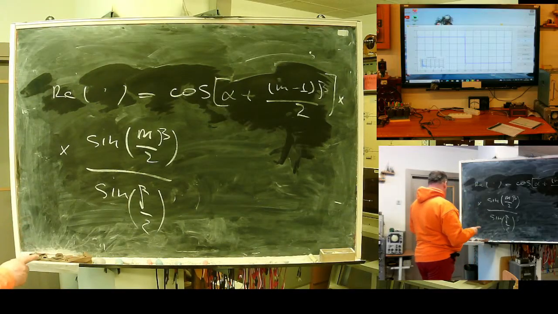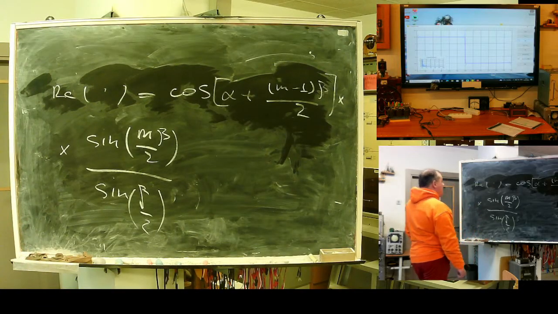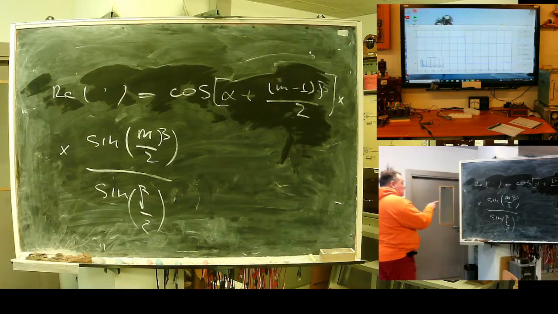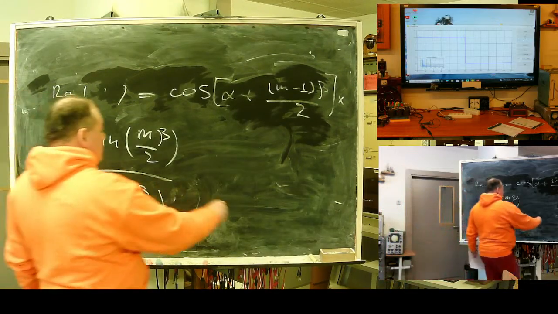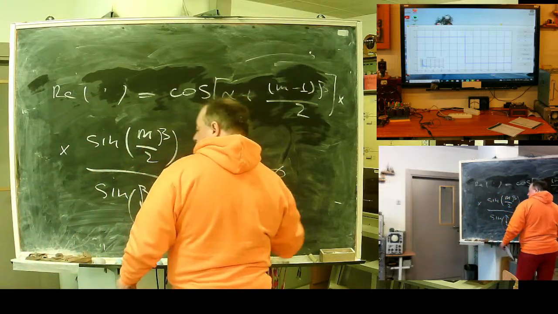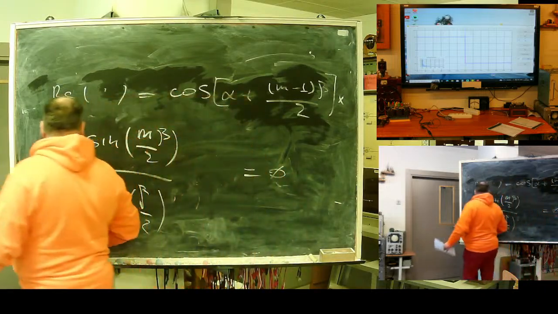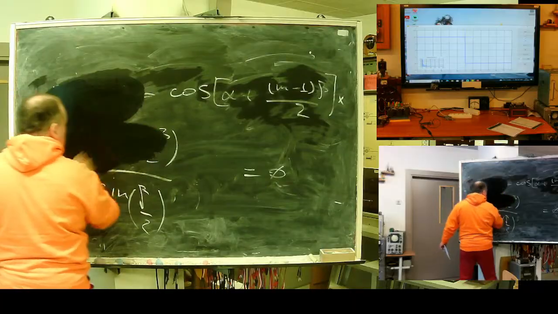Sine, we have cosine. This thing we can work with. Here we have multiplication. This equals to 0 can be solved. We are looking for extreme points.